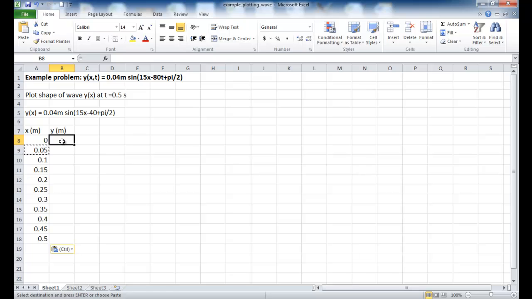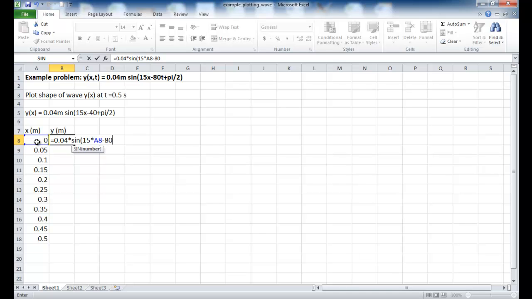Now for y, I just have to type in the equation carefully, 0.04, right, times the sine, and the sine in Excel by default wants an angle in radians. So that's good for us here because I'm going to take 15 times, and the value that I want to multiply by is the value of x. So since I'm going to copy this formula down in just a minute, let me put in the cell value. Rather than type in the numerical value, let's type in the cell value. All right. So that's kx, 15x, minus 80 times t. Okay, we know what that is.